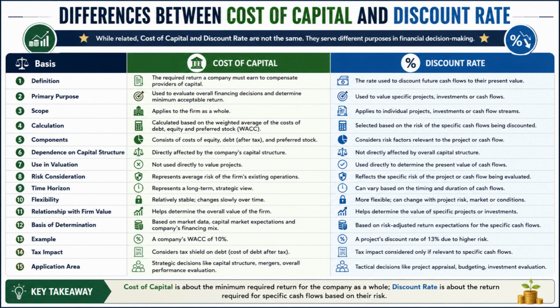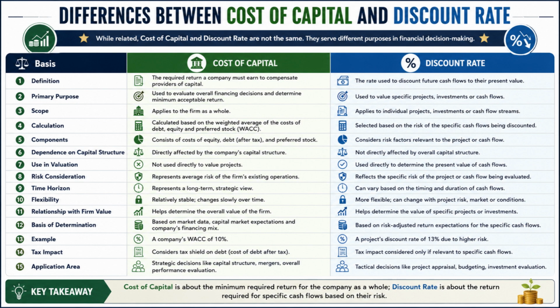Number 9. Cost of capital usually represents a long-term financial perspective, whereas discount rate may vary depending on the timing and duration of project cash flows. Number 10. Cost of capital is relatively stable and changes slowly over time, whereas discount rate is more flexible and may change according to market conditions and project risk.